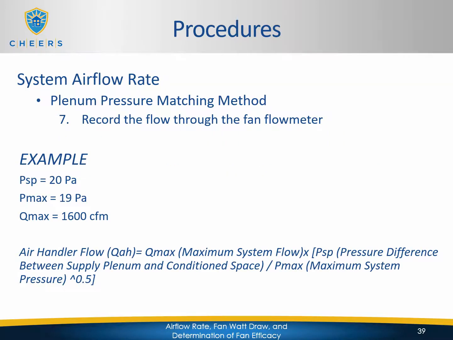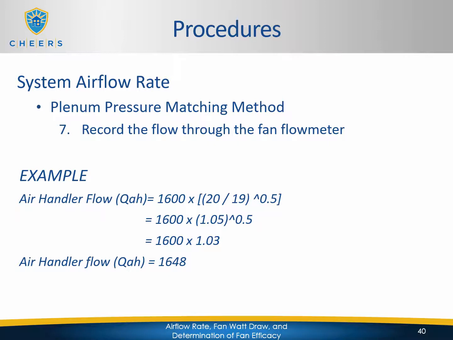The variables that we have for this example are the PSP, which we have at 20 pascals; the Pmax, which is the highest system pressure we're able to measure, which is 19 pascals; and the Qmax, which is the maximum system airflow that you can measure, which is 1600 CFM. So the formula again is the air handler flow, the QAH. That's what you're trying to find. It's the Qmax, the maximum system flow, which in this case is 1600, times the PSP, which is 20 pascals, divided by the Pmax, which is 19 pascals, raised to the 0.5 power.